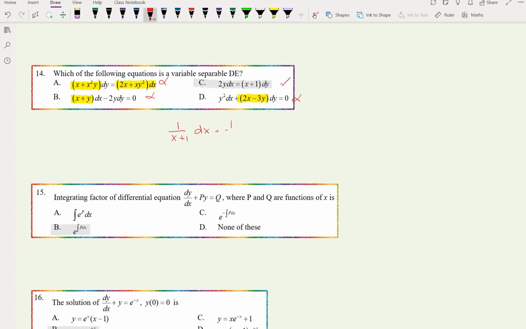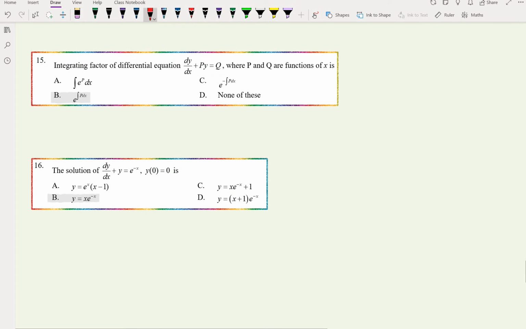dx is equal to 1 over 2y dy. So, separable lah kan? Untuk soalan 15, dia minta kita integrating factor for differential equation dalam bentuk dy dx plus py equals q, where p and q are the function of x. This is dalam bentuk standard form. So, kita just kena ingat kita punya integrating factor adalah e kuasa integral of p dx.